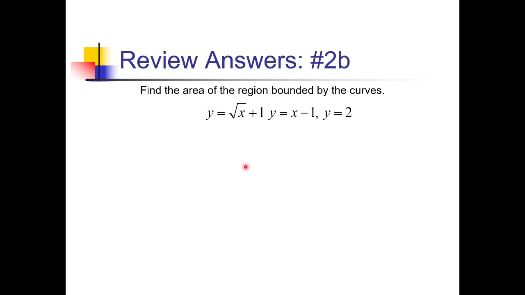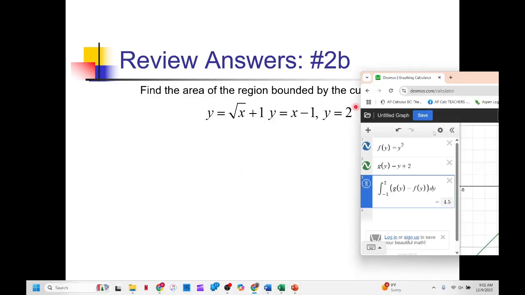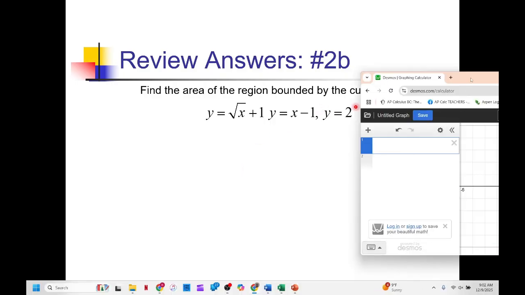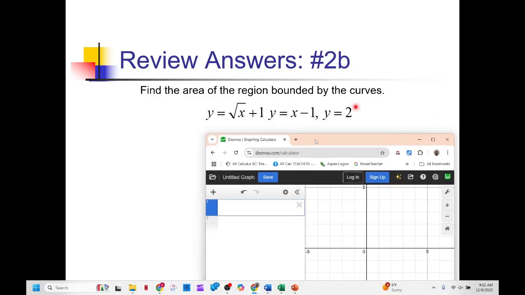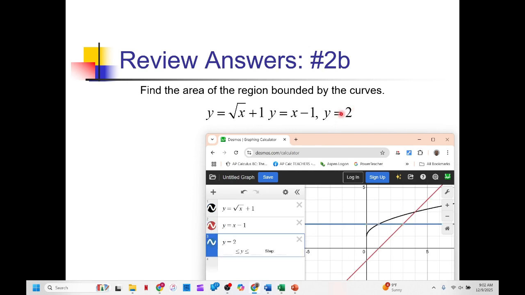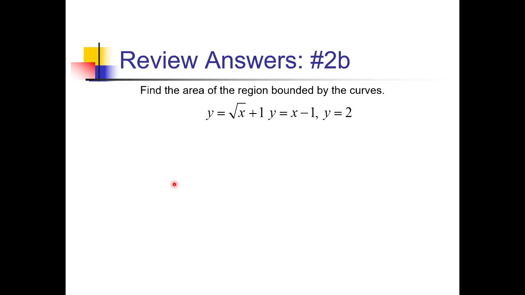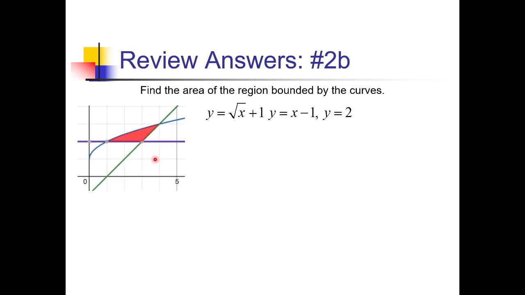For this problem, we're trying to find the region bounded by these curves, so let's go on Desmos and see what we're dealing with, clear out anything that's already in there. So we've got y equals square root of x plus 1, and y equals x minus 1, and y equals 2. Okay, so there's our region. There's a blown up picture of it.